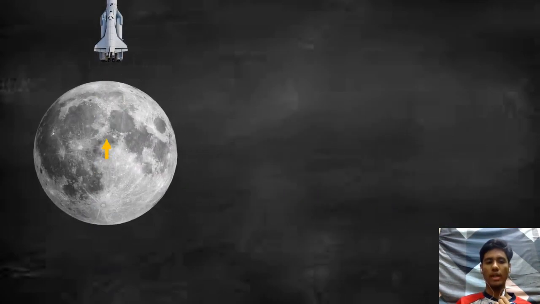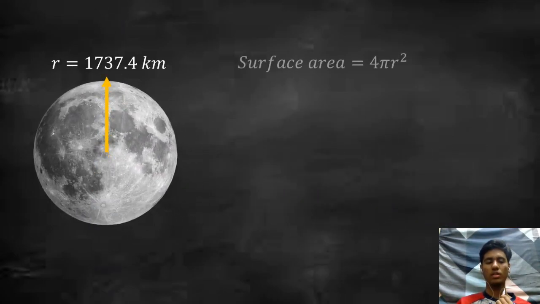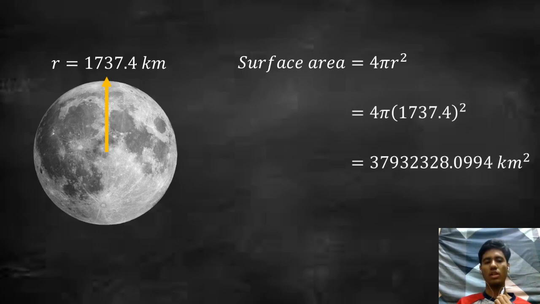We know that the radius of the moon is 1737.4 km. To calculate the surface area of the moon, we will use the previous formula, and we got 379,322,328.0994 km².